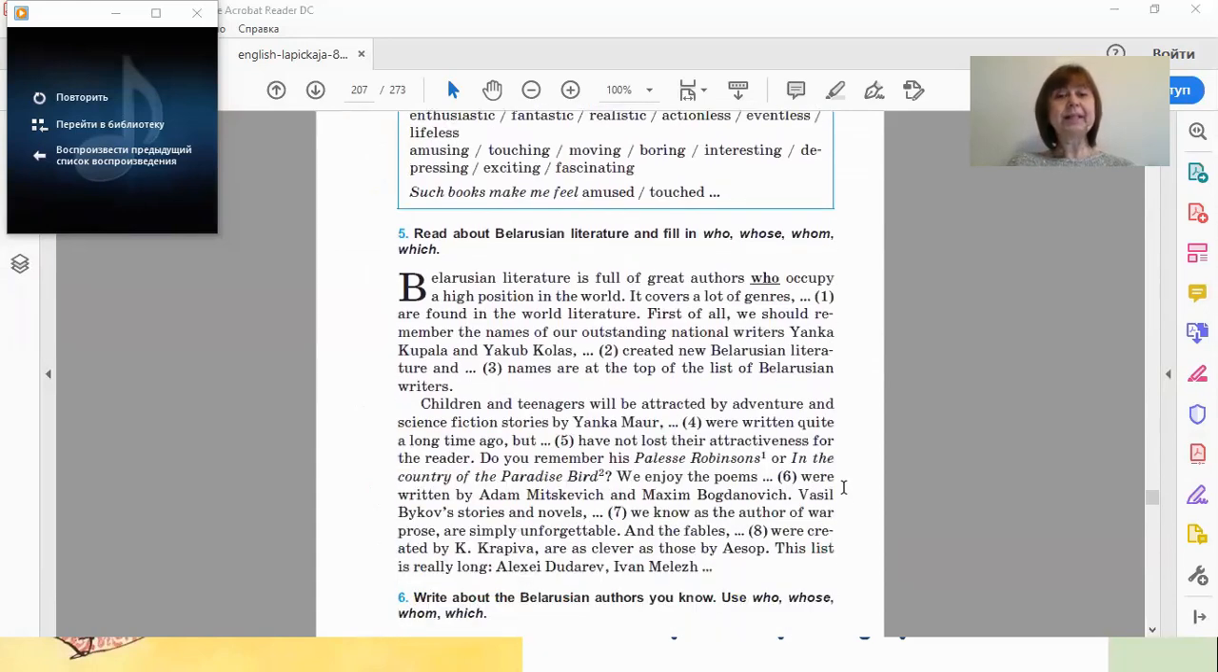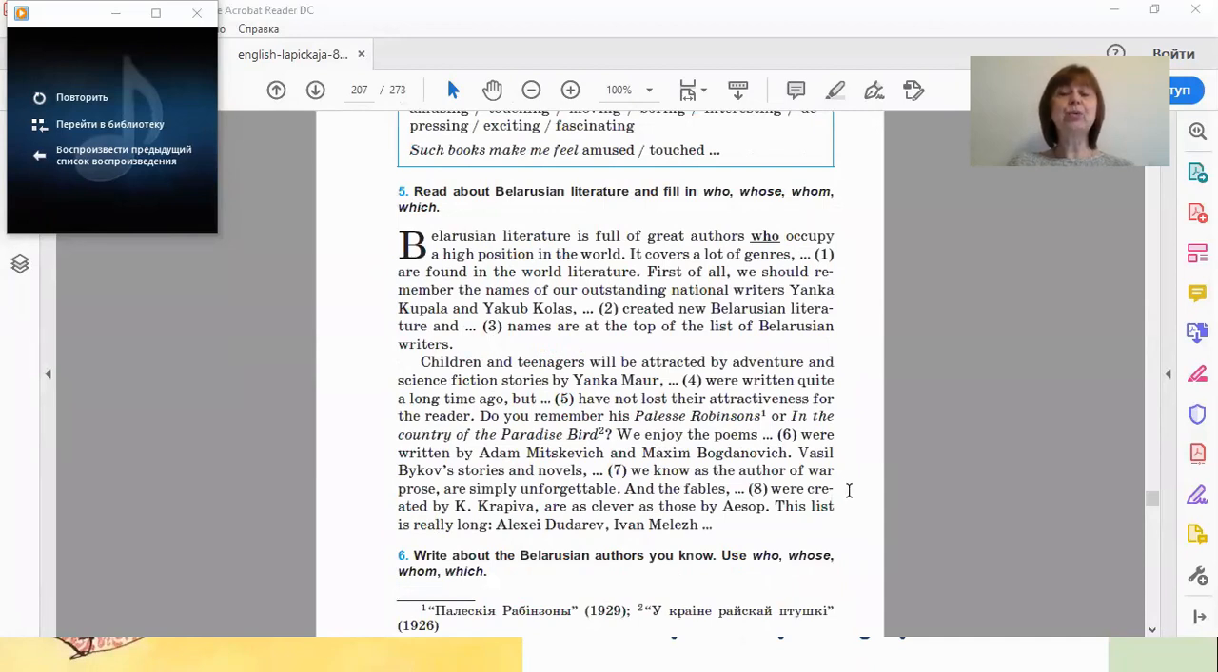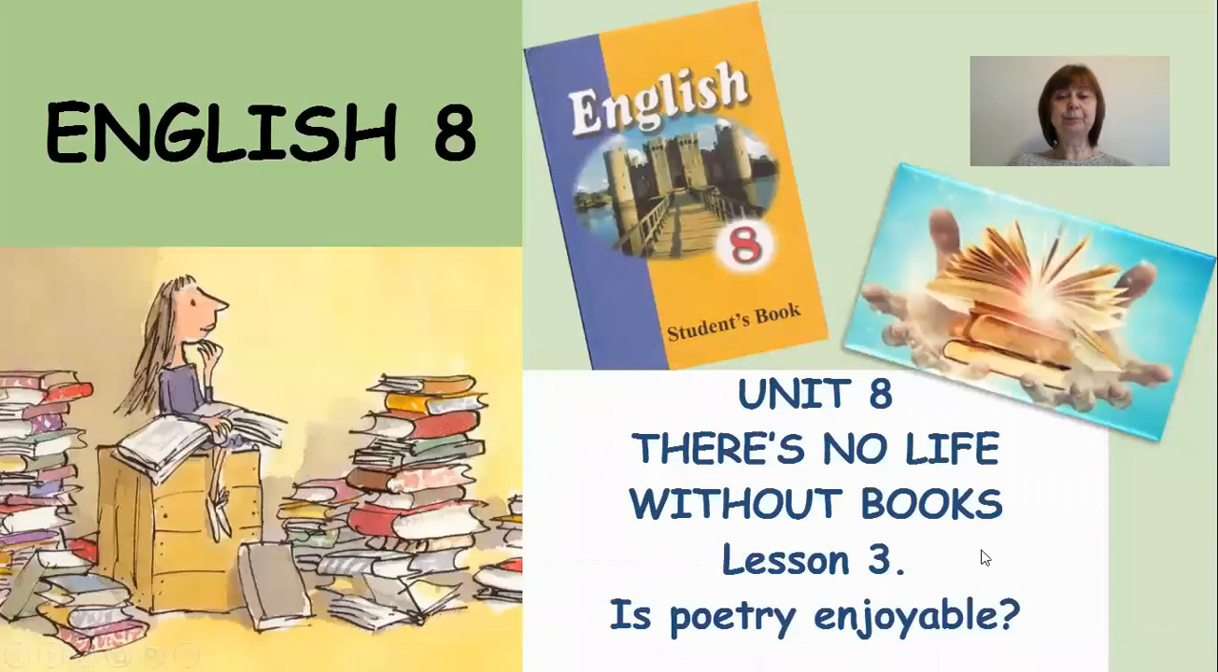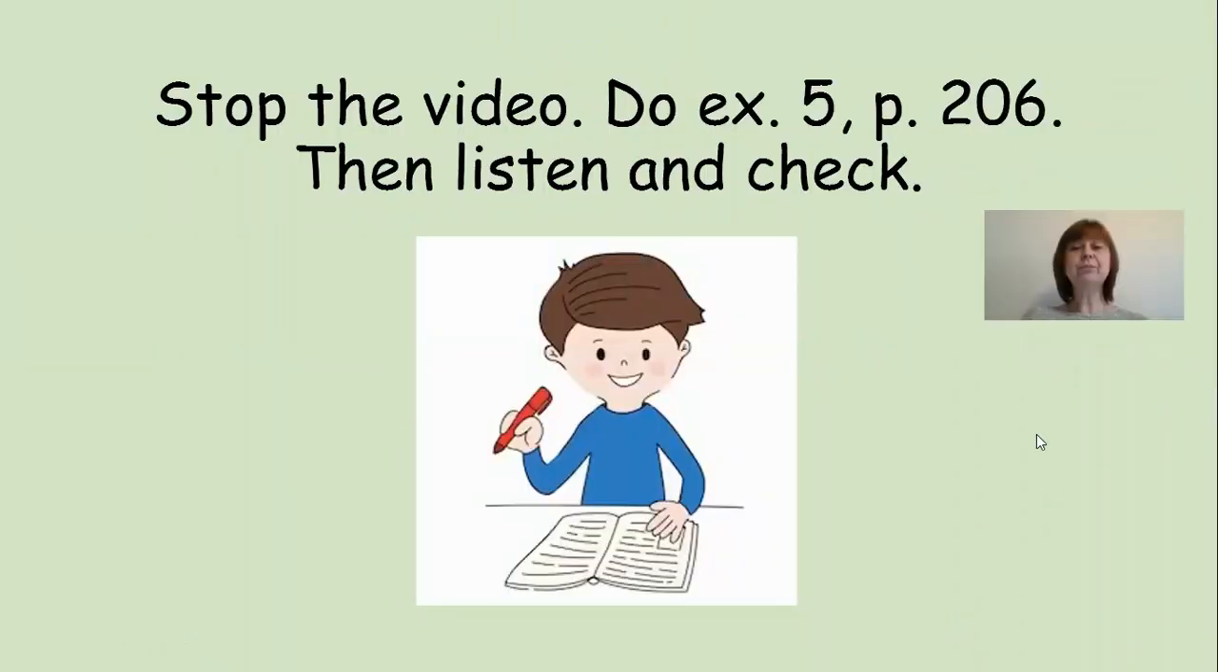Now, please go to page 206 and do exercise 5. Read about Belarusian literature and fill in who, whose, whom, or which. Stop the video, do this exercise, and then we'll listen and check.